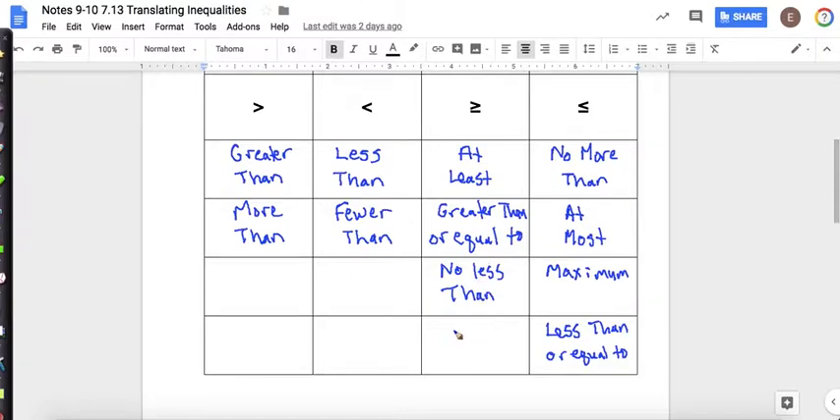And then the last one is minimum. The minimum score to pass your test is 60. So that means you can have a 60 or greater. So that's greater than or equal to minimum. Okay, turn the page and let's try some examples.